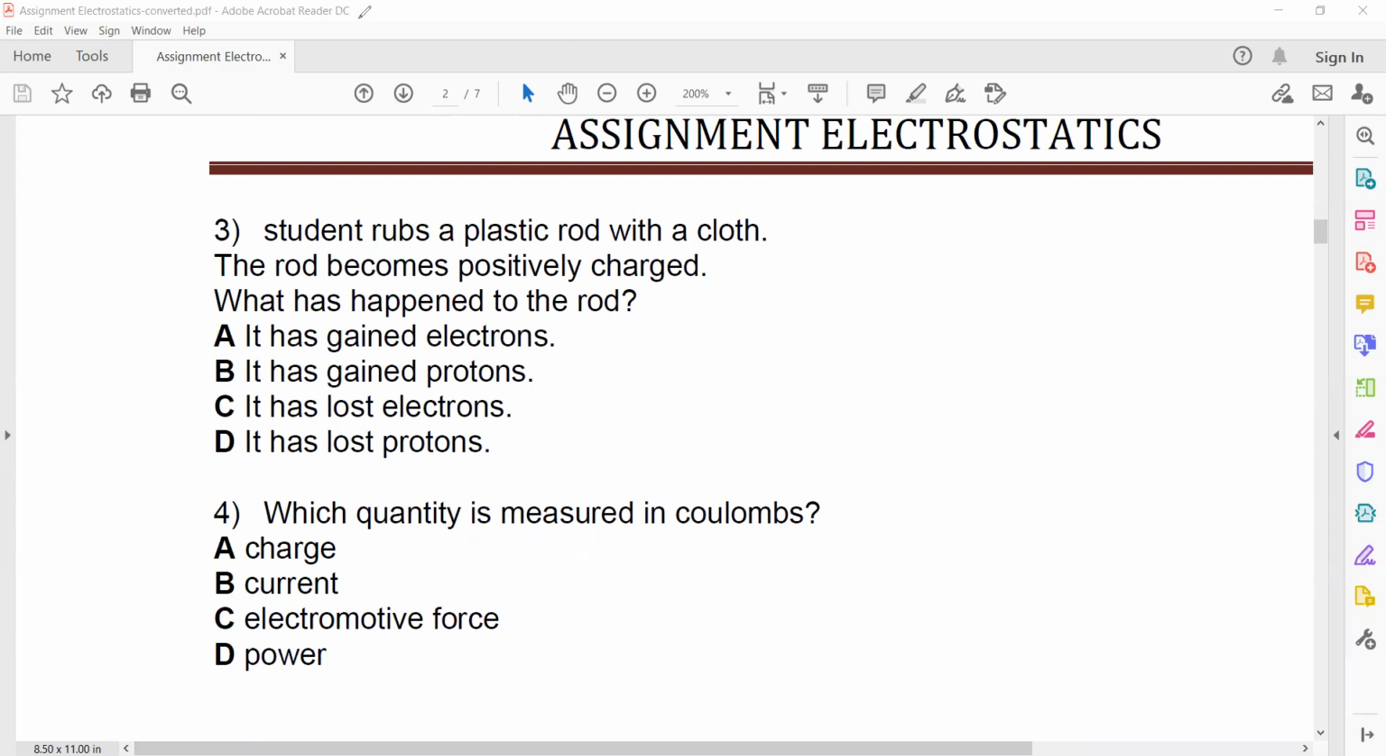Which quantity is measured in coulomb? What is the unit of the charge? The unit of the charge is actually coulomb. So A is the right answer. The unit of current, later you will learn, is ampere. The unit of EMF, electromotive force, is volts. The unit of power you already studied, that's watt. So the unit of the charge is actually coulombs.